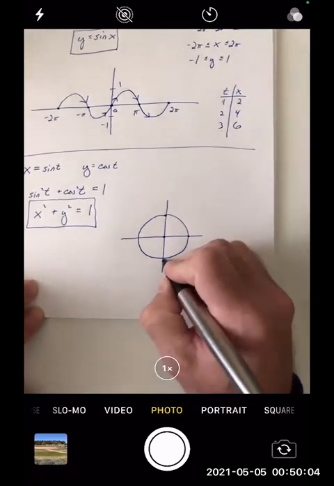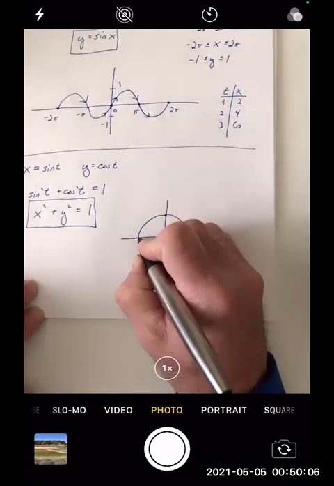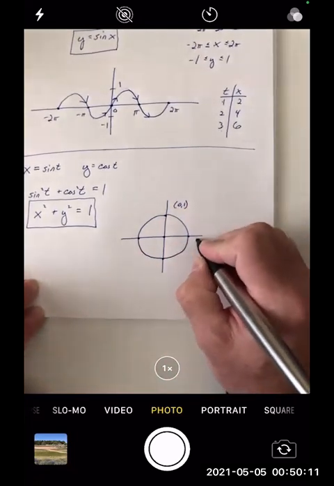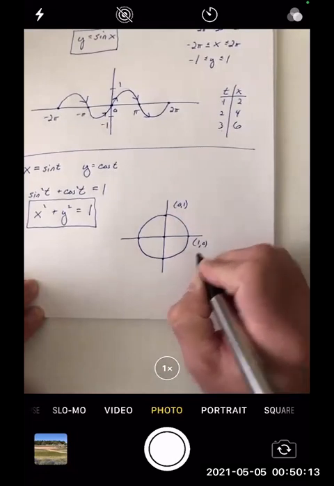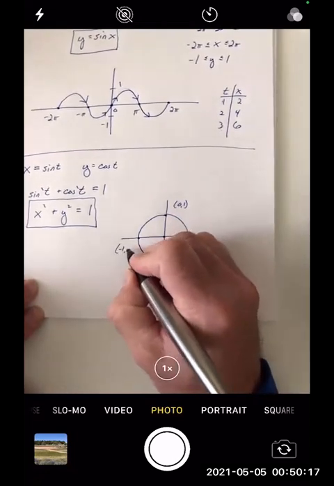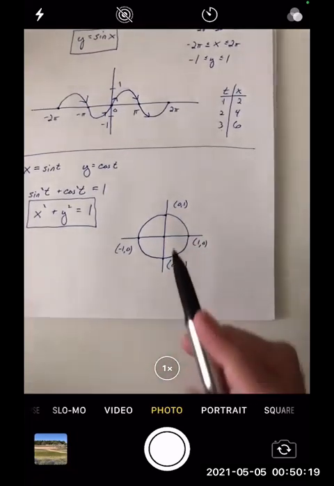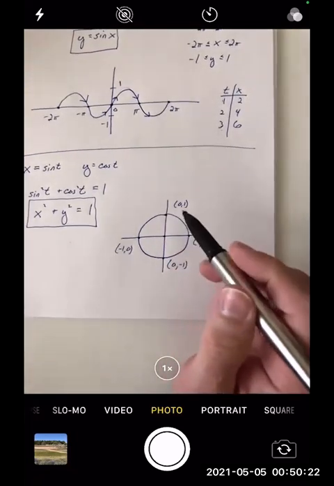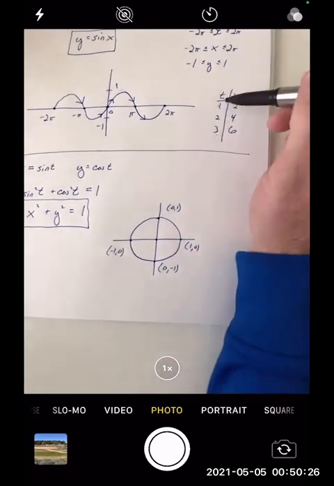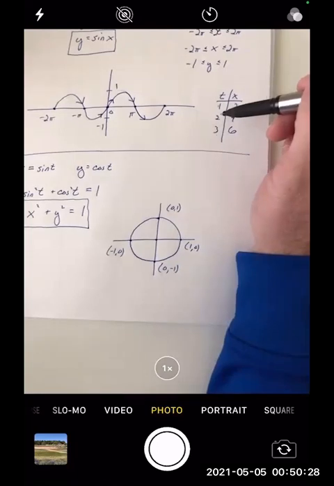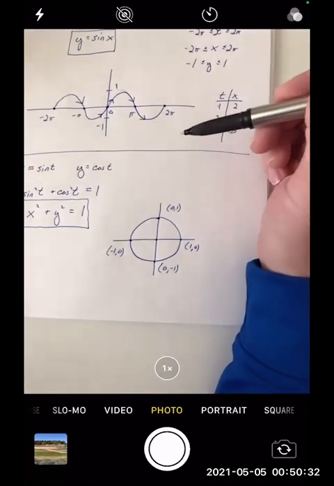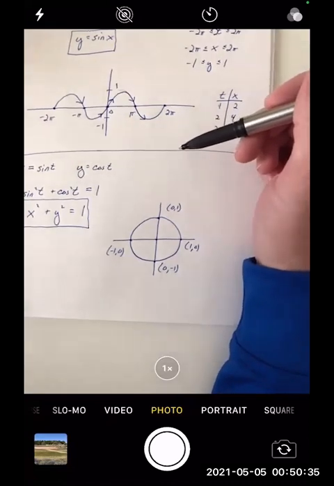So there's the origin, you got your intercepts: (0, 1), (1, 0), (0, -1), and (-1, 0). So there's your graph. And now you need to plug in the orientation. So it's kind of the same thing. Like what's happening as t gets larger and larger, what's happening with x? Is it getting larger and larger, or is it getting smaller and smaller?